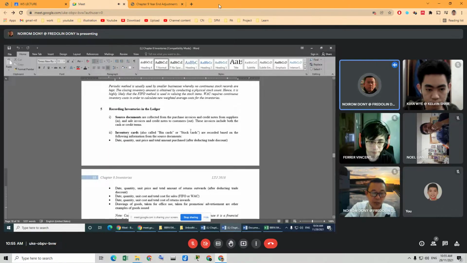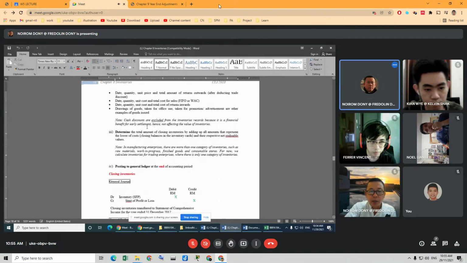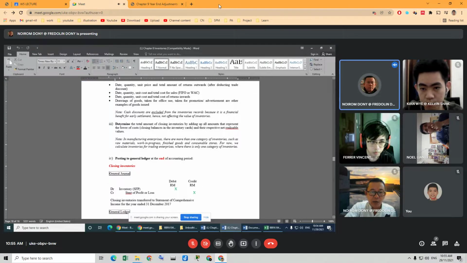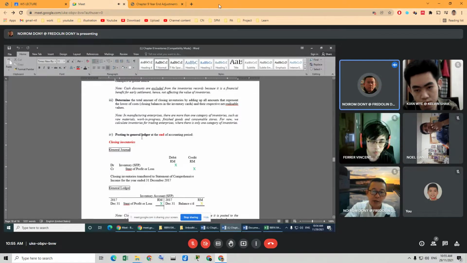So the first in, first out and weighted average, that is the one that's going to be asked in the exam normally. And we need to determine the total amount of closing inventory. Okay, and then after that, we need to do the posting to the general ledger at the end of the accounting period. Now, when we do the posting to the general ledger, we need to do stock taking. Stock taking meaning we have to count the items one by one, and then once we get the figure, we record it into the books. So what is the prime entry? The prime entry will be the general journal.